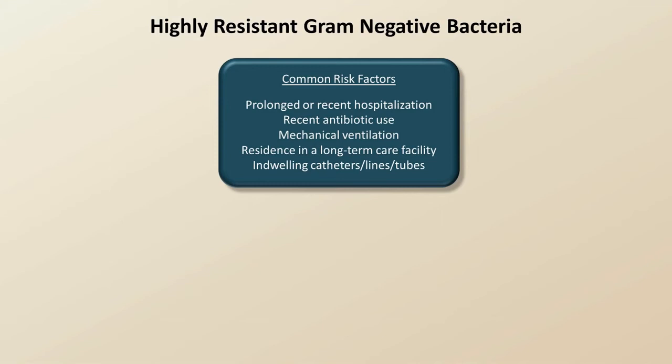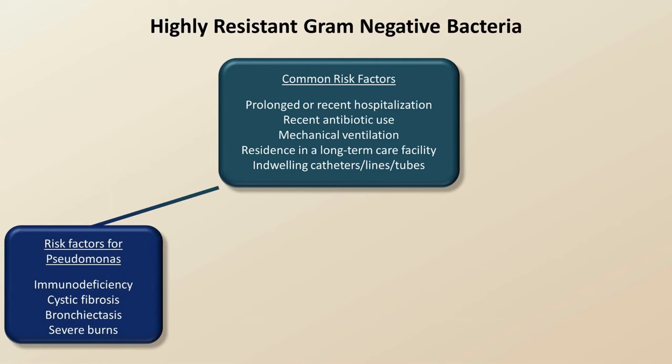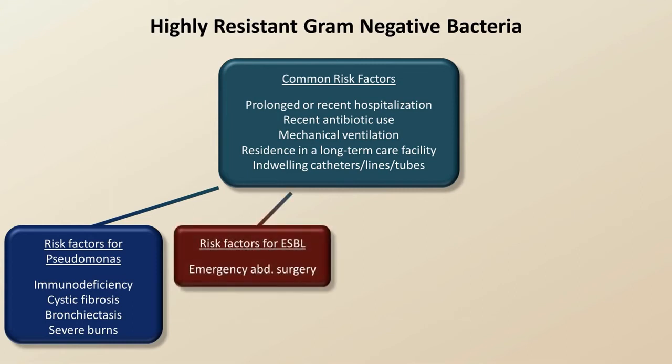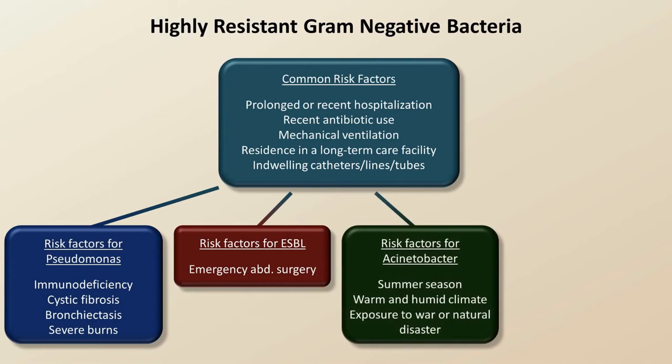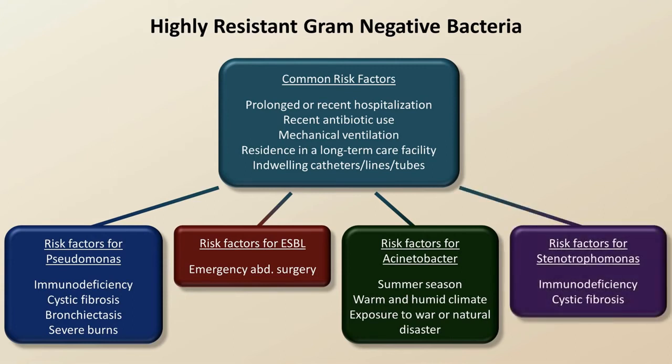In addition, each bacteria type has been found to have some additional specific risk factors as well. Species-specific risk factors for Pseudomonas include immunodeficiency, cystic fibrosis, bronchiectasis, and severe cutaneous burns. Risk factors for ESBL are emergency abdominal surgery. Acinetobacter shows significant seasonal and geographic variation, being most common in summer and in warm and humid climates. Exposure to war or natural disasters has also been found to be a risk factor. And risk factors for Stenotrophomonas include immunodeficiency and cystic fibrosis.